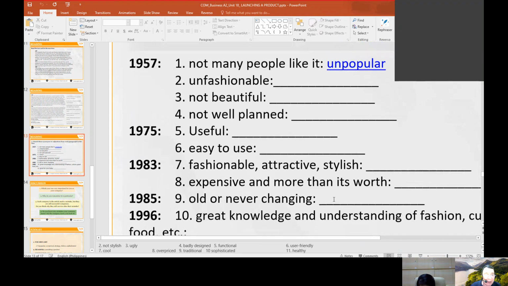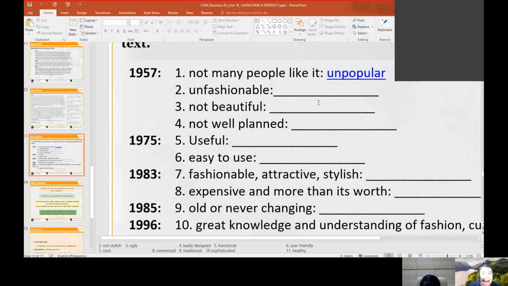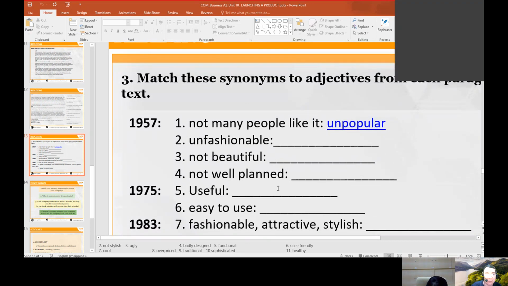So number one, unpopular. Number two, not stylish. Number three, ugly. Number four, badly designed. Number five, functional. Number six, user friendly. Number seven, cool. Number eight, overpriced. Number nine, traditional. Number 10, sophisticated. And number 11, healthy. So these are the synonyms of the following words.